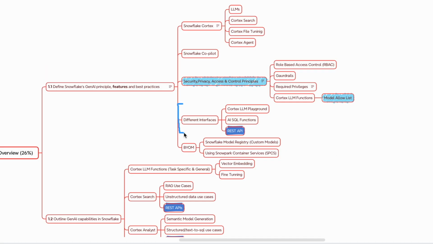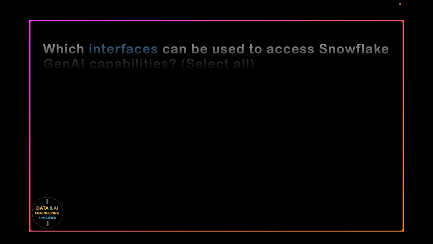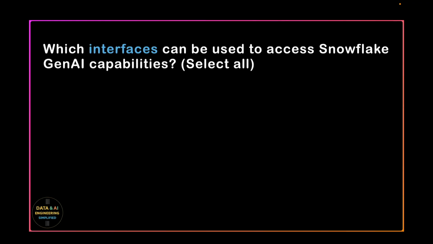Talking about this subsection called different interfaces, the exam may ask which interface can be used to access Snowflake GenAI capabilities. Select all. It is a multi-select option. They will give options like Cortex LLM playground, AI SQL functions, REST API, SnowPipe. So except SnowPipe, all other options are correct.